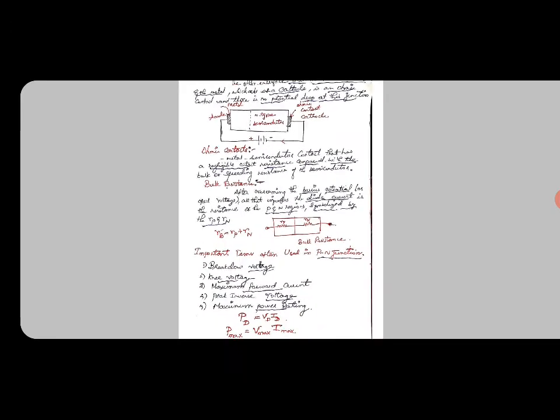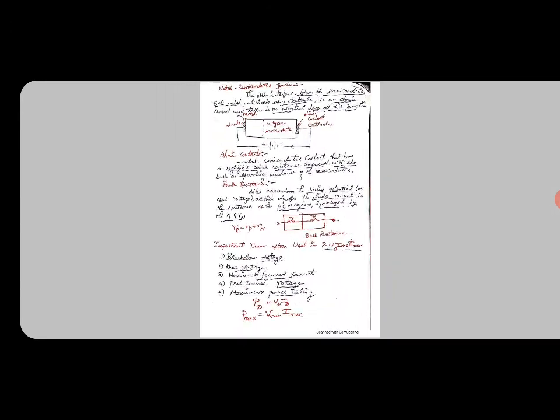Then we saw metal semiconductor contacts in junctions, the ohmic contact and bulk resistance. Bulk resistance is the resistance of the P and N regions, RP plus RN, faced by the diode current when the barrier potential is overcome. The important terms used in the PN junction are breakdown voltage, knee voltage, maximum forward current, peak inverse voltage, and maximum power rating. These are some of the important terms.